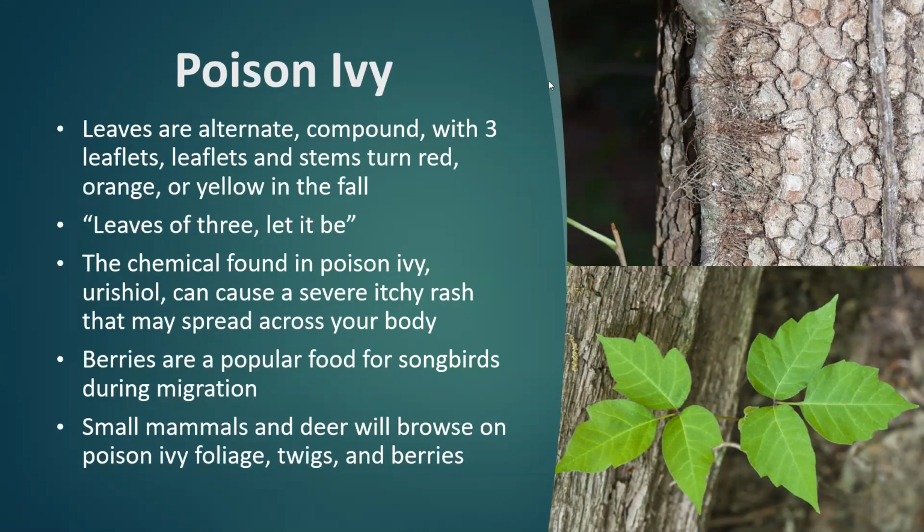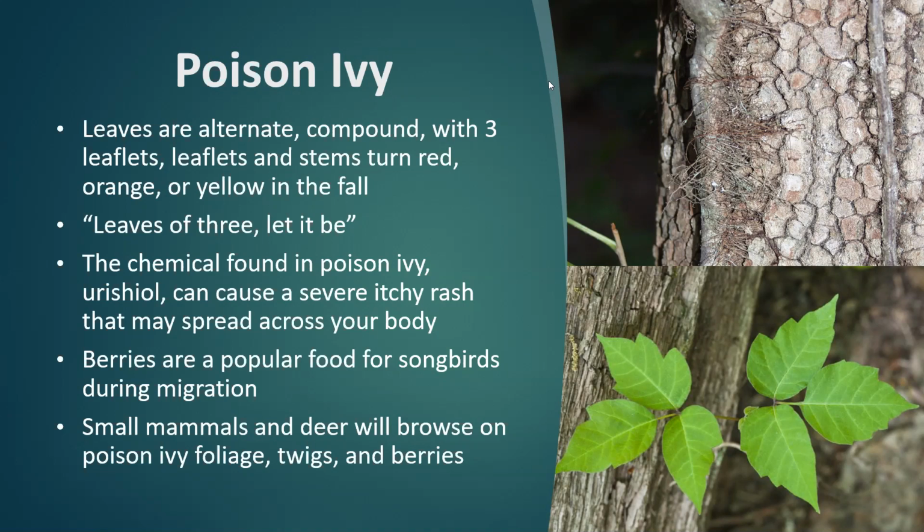The berries are actually a very popular food source for songbirds. Now, the berries do contain the same urushiol that the root system and the leaves do. So humans don't consume poison ivy berries, but they are a very popular food source for many songbirds. Deer will also very frequently browse on poison ivy foliage, twigs, and berries.